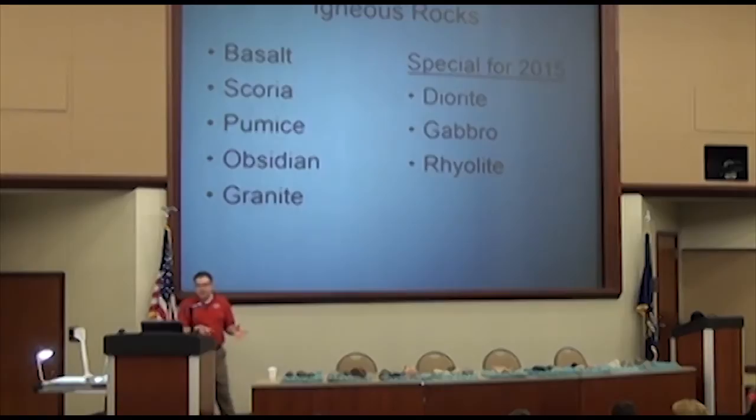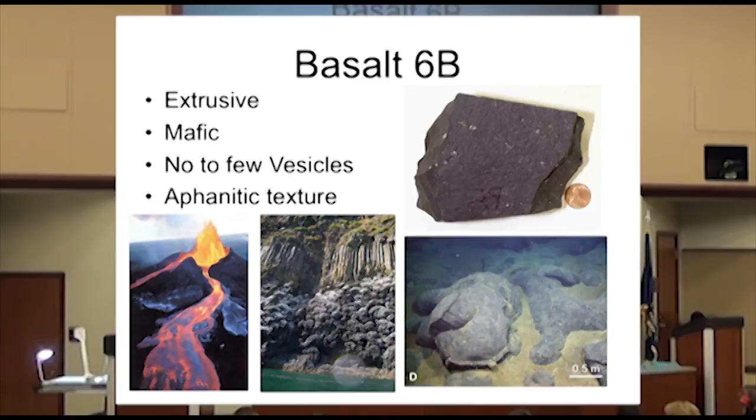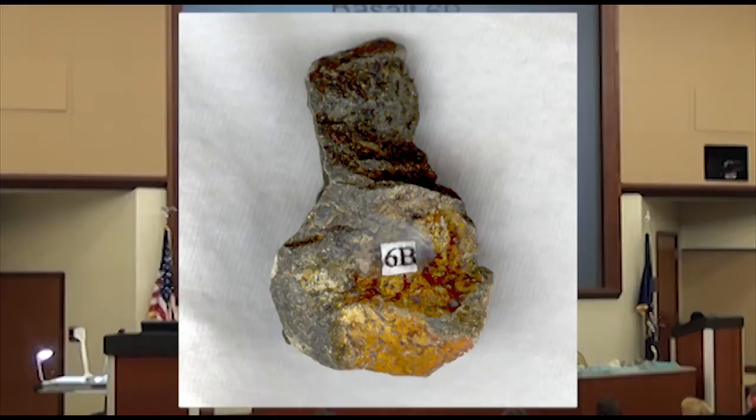First one I'm going to talk about is basalt. So if everybody could grab your sample of basalt, it'll be labeled 6B. I want you to take a look at it. Now every year when we get these kits, some of the samples look a little bit different. So your sample may or may not look exactly like I'm describing.